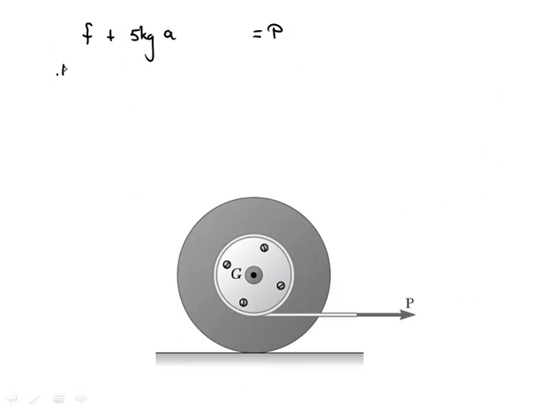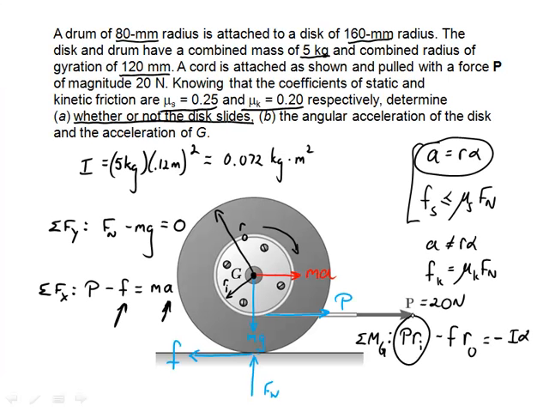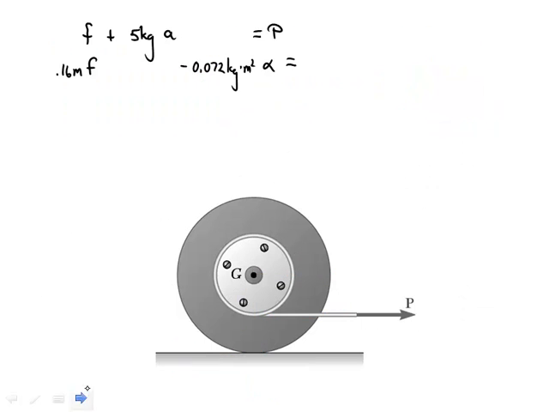So I get 0.16 meters times F minus 0.072 kilogram meters squared times alpha. And all of that equals P times R inner, so 20 newtons times 80 millimeters, which is 1.6 newton meters. And that was positive, so we'll leave it that way.